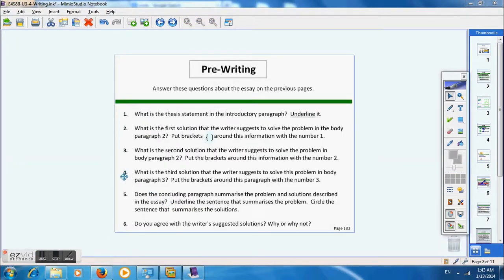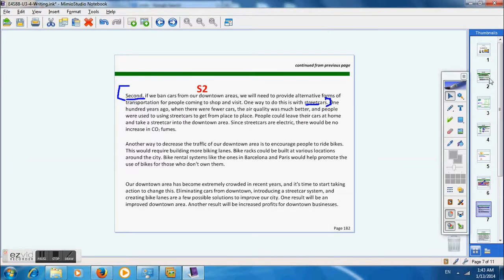Question 4. What is the third solution that the writer suggests to solve this problem in body paragraph 3? Put the brackets around this paragraph, or the information, with the number 3. So you have again your keyword or key phrase, "another way." So to decrease traffic is to encourage people to ride bikes.